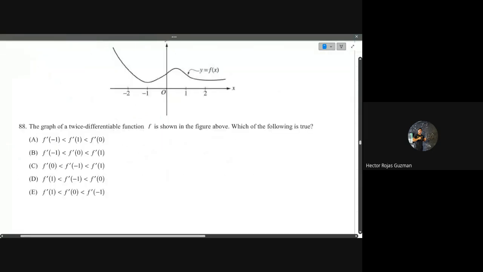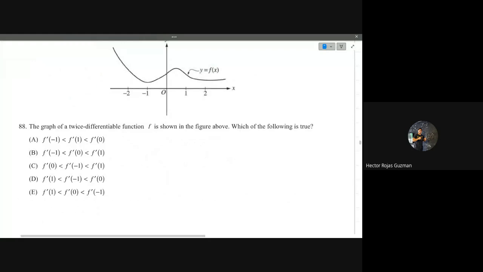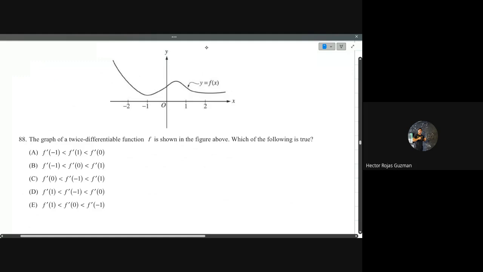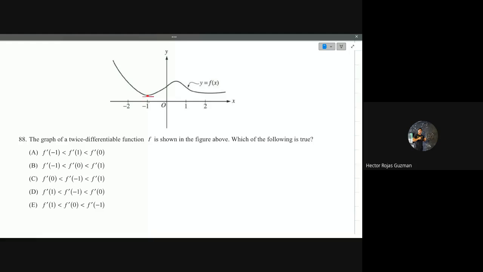The graph is twice differentiable. Which of the following is true? Looking at my choices, I have a lot of f prime, which means this is the slope, right? So f prime of -1. It looks like f prime of -1 is 0, because the slope is 0.